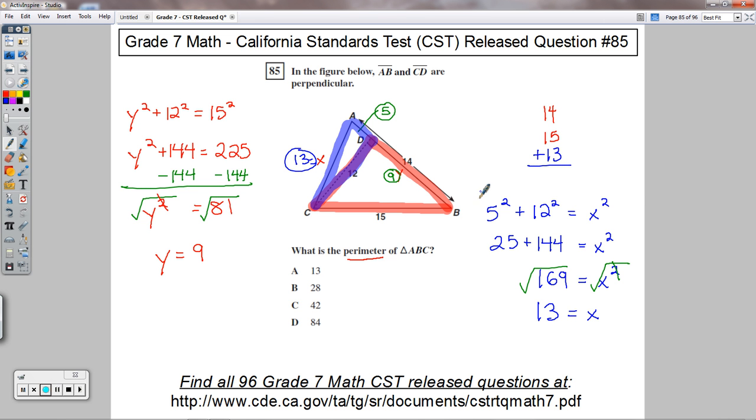So if I take the perimeter of the whole outside triangle, the ABC, the big triangle there, I have 14 plus 15 and now plus 13. I had to do the rest of those calculations to figure out that third side, though. Adding these together, that'll give me a 2 there. Carry the 1, I've got 4. So my perimeter of ABC is 42. Final answer is choice C.